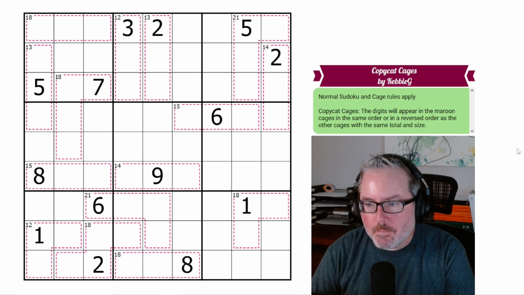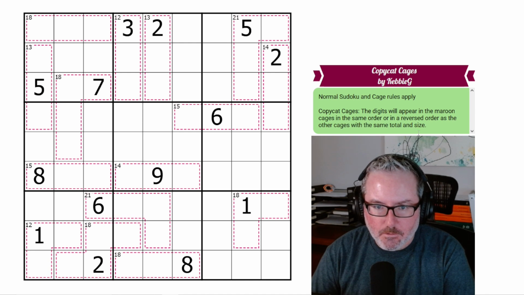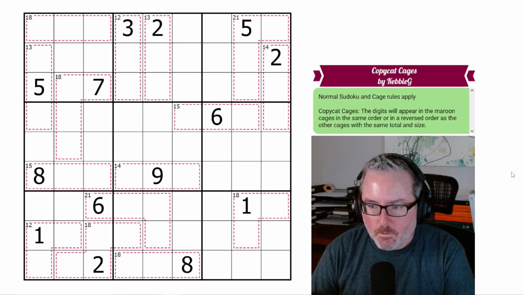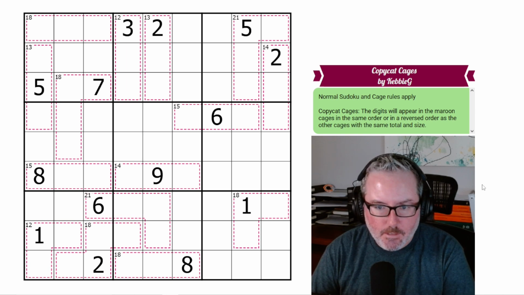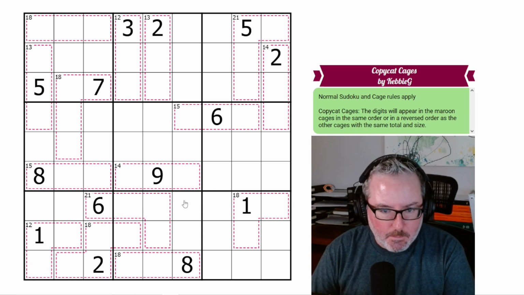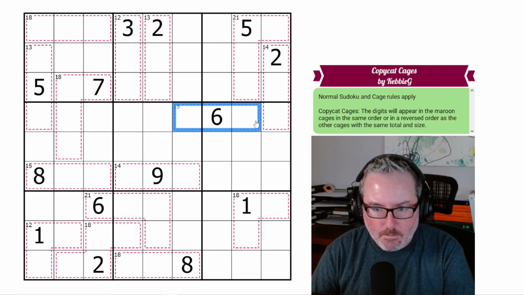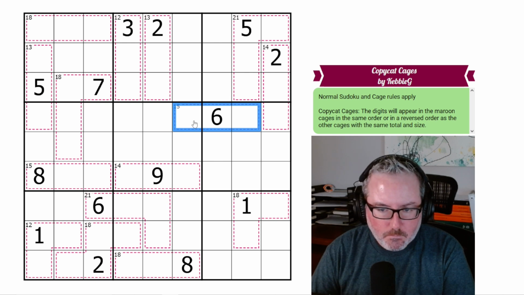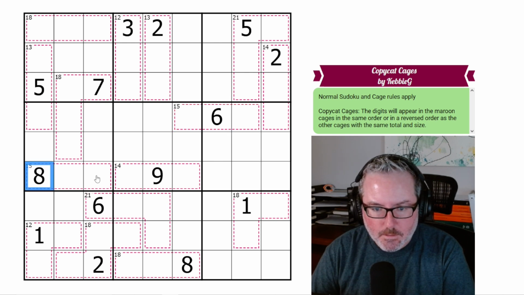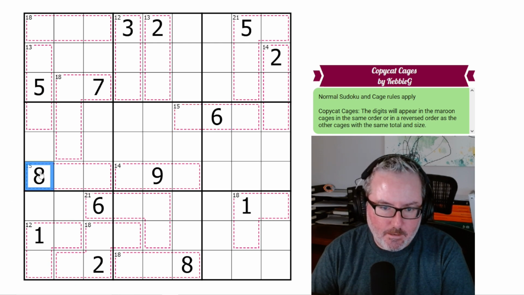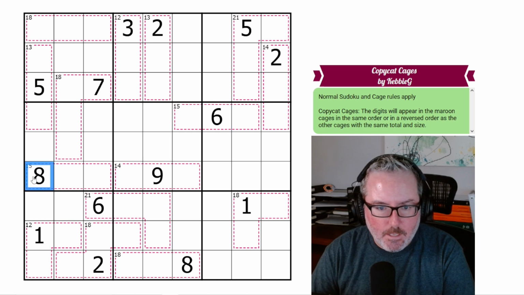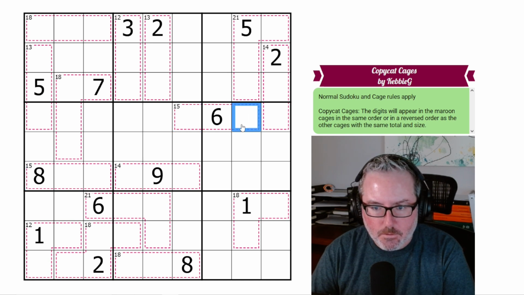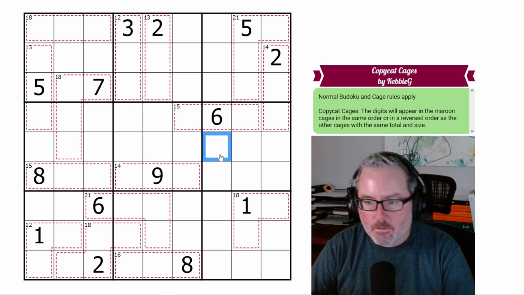The digits in the maroon cages, they're all maroon, will appear in the same order or in reversed order as the other cages with the same total and size. So it just means if you have a couple of 15s like this, there's a 15 here and a 15 here, the order of the cages will be either the same or reversed. In this instance, we've got an 8 here and a 6 here. So the 8 would end up being in one of these two, because it has to be either reversed or in the same order.